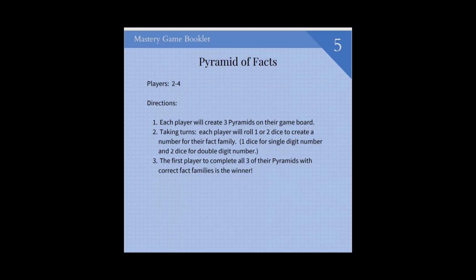All right, our next game is Pyramid of Facts. This is for 2 to 4 players. And once again, you're going to create 3 of these pyramids. I'll show you on the next screen. And you're going to roll either 1 or 2 dice. So if you want a single digit number like a 3, you'd only roll 1 dice. If you were trying to get the number 24, you'd roll 2 dice and try to roll a 2 and a 4, and you just kind of put them together. And what you're doing is you're trying to complete all the fact families to create or complete your pyramid.